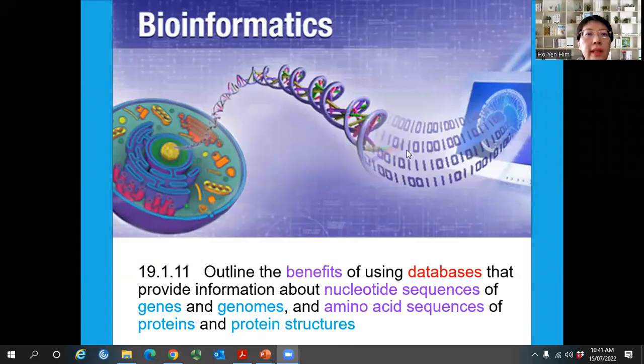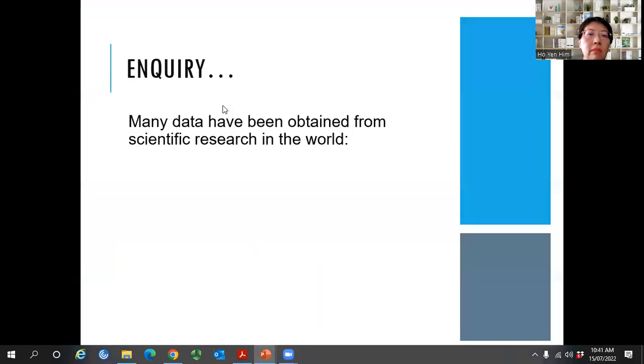So in this lesson, you're going to learn how to outline the benefits of using databases that provide information about nucleotide sequences of genes and genomes, and amino acid sequences of proteins, as well as protein structures. So what does it mean?